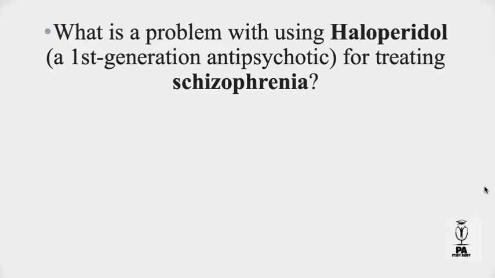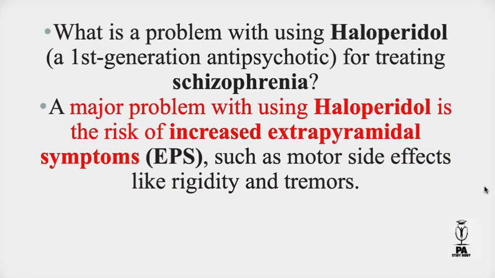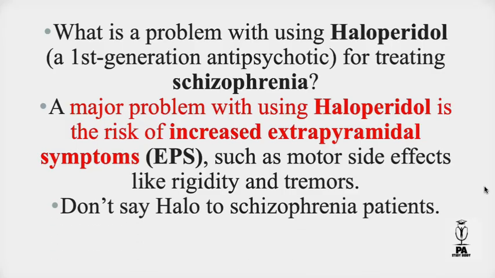What is the problem with using haloperidol, which is a first generation antipsychotic, for treating schizophrenia? So the problem with haloperidol is the risk of increased extrapyramidal symptoms, EPS. This is rigidity and tremors and so forth, like motor side effects. And the way I remember this is I would just say, just don't say hello to the schizophrenia patients. If you see a schizophrenia patient, just stay away. Just don't say hello. And hello is for haloperidol. That would remind me that it causes rigidity or tremors, or both.